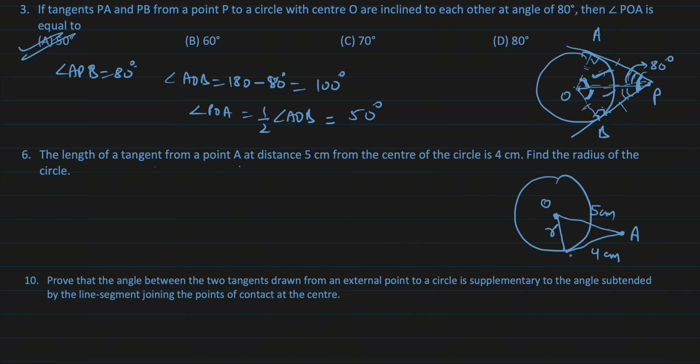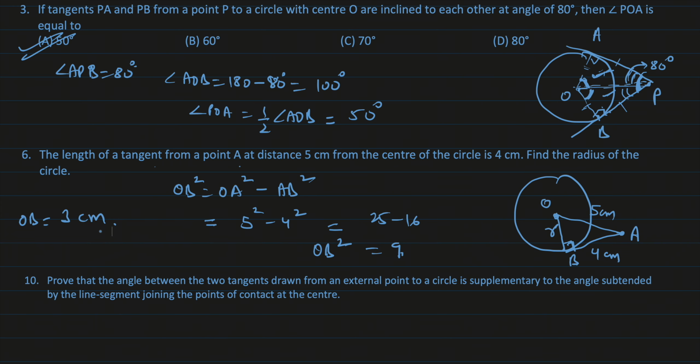Okay students, I hope this figure is clear. Read the statement carefully. So you just have to find out r. You can again say that OB square is equal to OA square minus AB square. Again, perpendicular square is hypotenuse square minus base square. So 5 square minus 4 square, 25 minus 16 is 9. So that's OB square, but OB, which is your radius, is square root of 9, which is 3 centimeter. Okay students, I hope it is done.